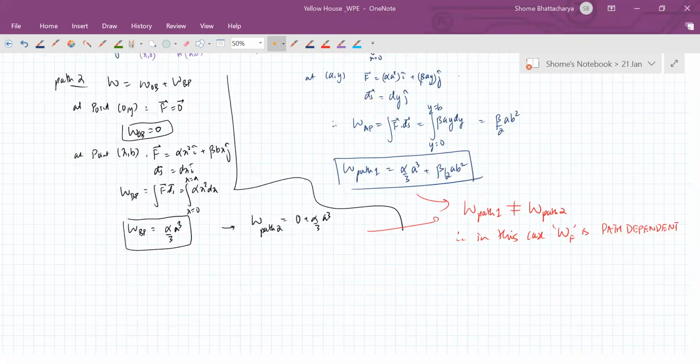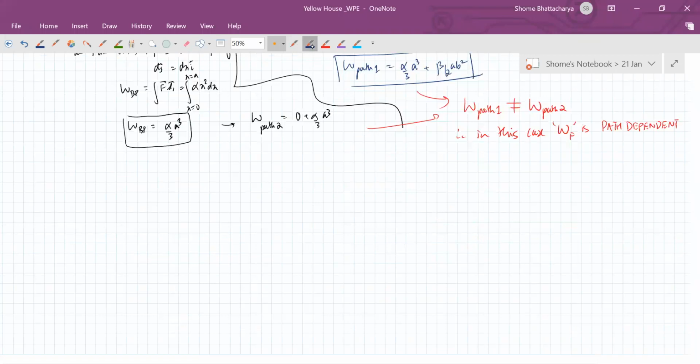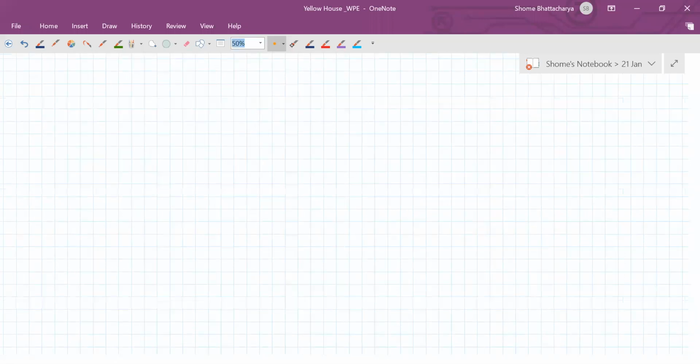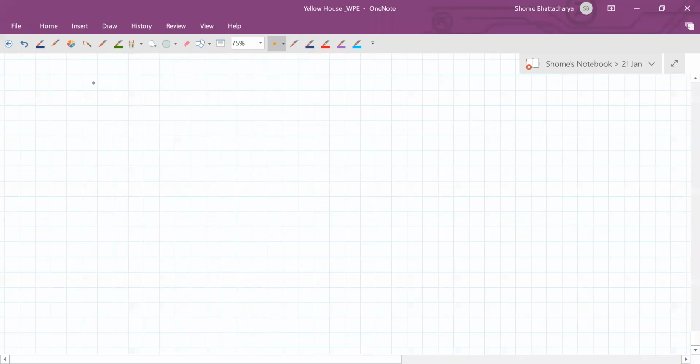Okay, so hope this concept is clear, that here the work is becoming a path dependent quantity, so it's not a state function anymore. Now based on these examples that we've seen, there are two important definitions over here, two types of forces. We'll see that forces can be divided into two categories: conservative forces and non-conservative forces.